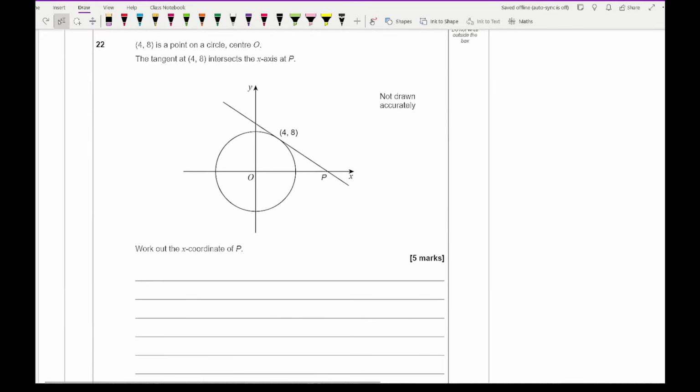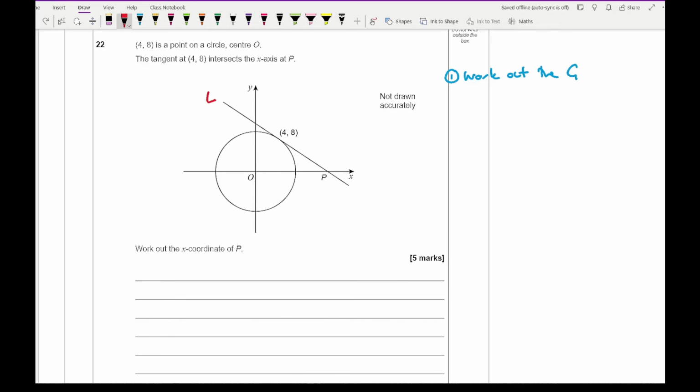Moving on to question 28, it says 4, 8 is a point on the circle centre O. A tangent at 4, 8 intersects the x-axis at P. Work out the x-coordinate of P. So the first thing we need to do with regards to this is work out the gradient. Ultimately, what we need is the equation of this line. So we'll just call that line L, and we'll call this circle C.